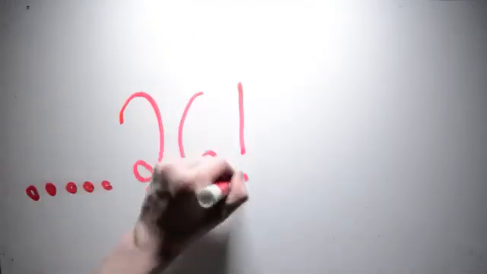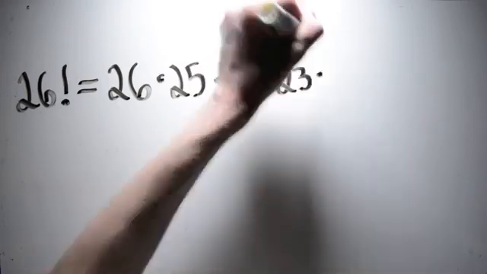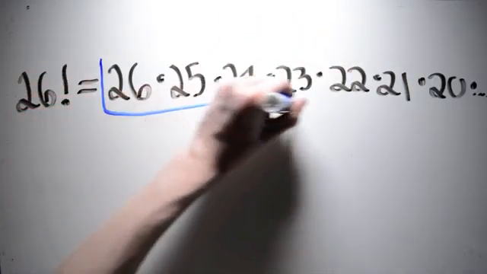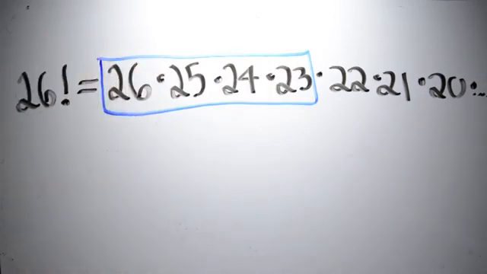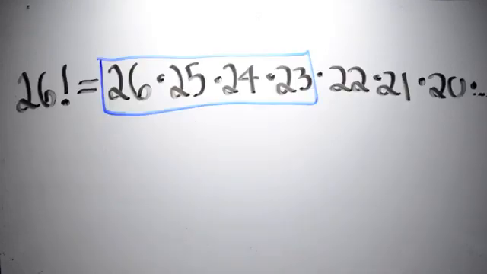So I do 26 factorial, right? Not exactly. This is the problem. If we do 26 factorial, it'll multiply every number between 1 and 26. But we only want the first 4 numbers, 26, 25, 24, and 23, since our password is only 4 spaces long. So how do we get rid of the rest of these factors?